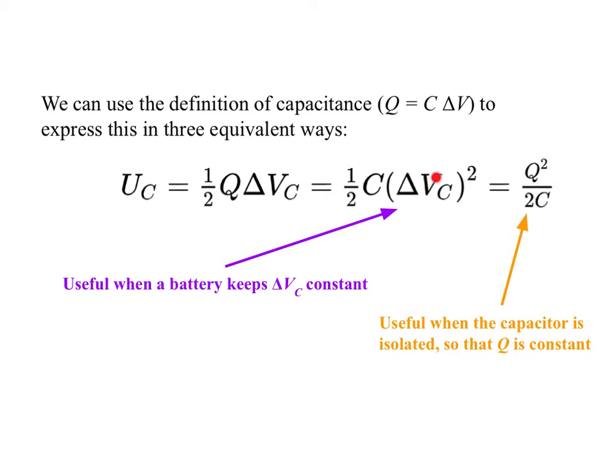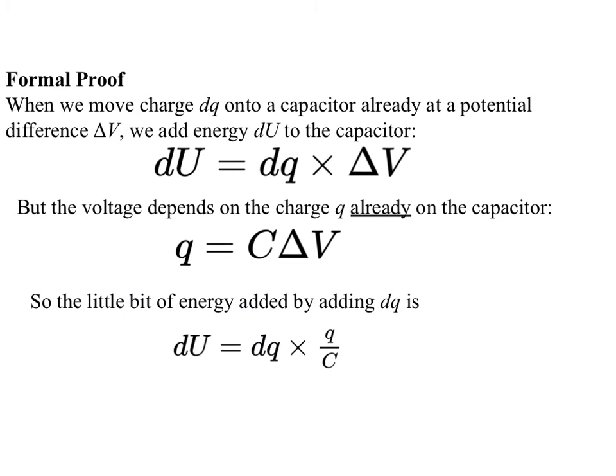1/2 C delta V squared is most useful when a battery is keeping delta Vc constant. So as we're changing something about the capacitor, maybe modifying its capacitance, we're holding the voltage the same. And then Q squared over 2C is more useful when the capacitor is isolated so that Q can't change. The voltage can change, but Q can't. And again, as we change the capacitor, we affect the energy, but we can hold the charge constant to make it very simple.